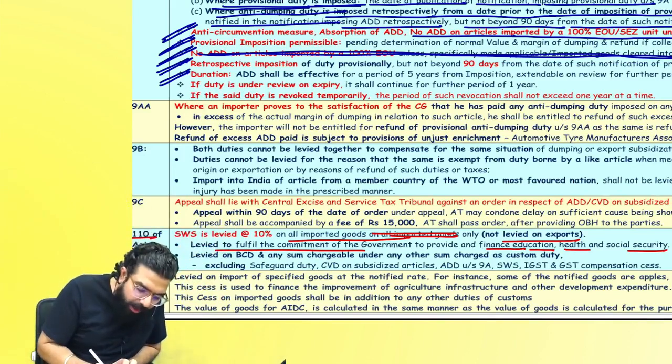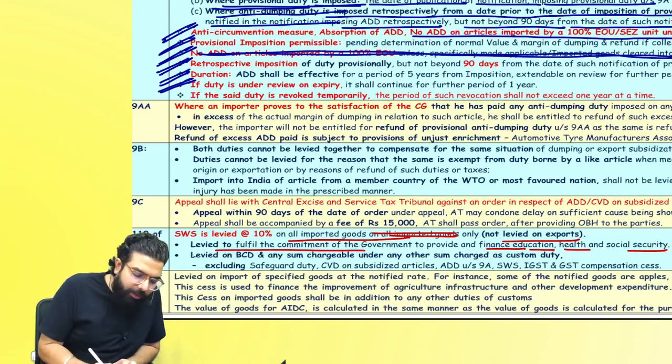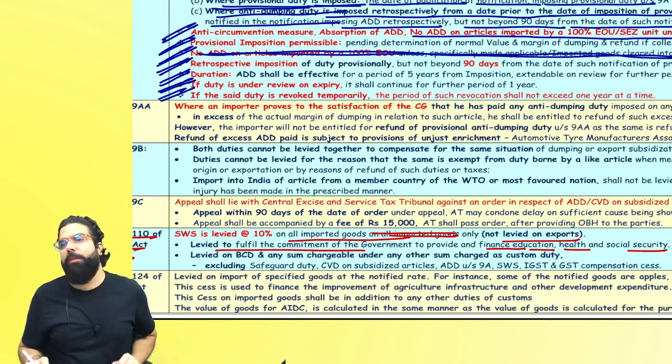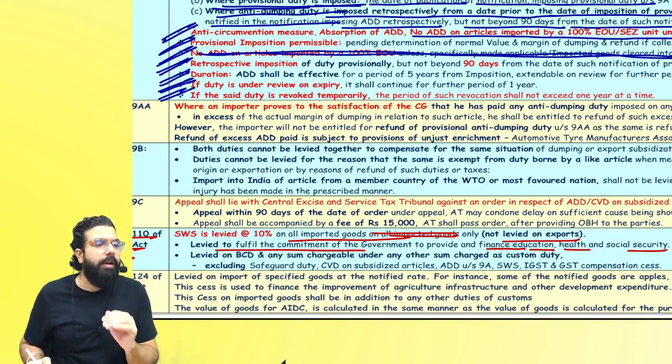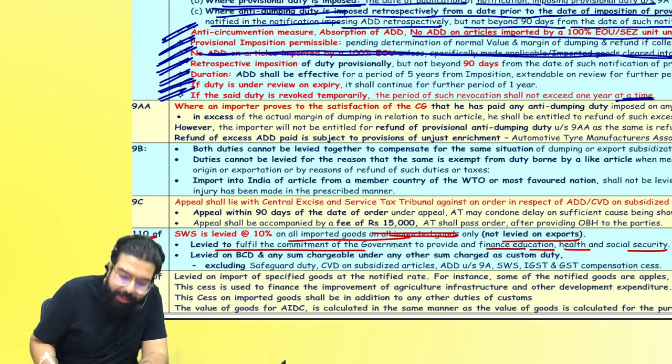Can I go ahead, everyone? If duty is under review on expiry, it will extend for 1 more year. Sir, it can be revoked temporarily for a maximum period not exceeding 1 year at a time. At a time, 1 year. Can I go ahead, everyone?